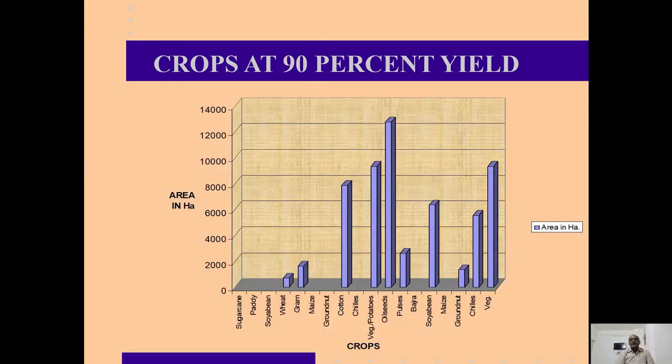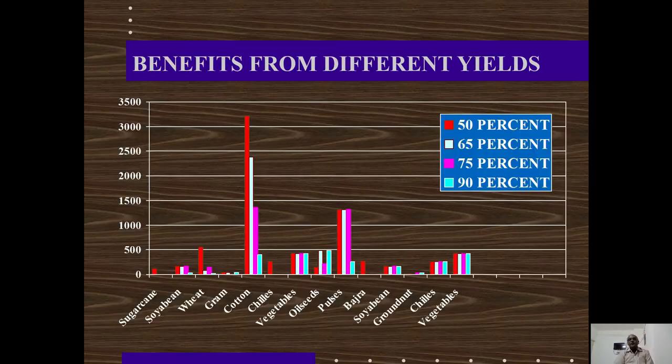Then this is the 90% dependable yield or the reliable flow. We consider that the critical year of rainfall. Below that, we consider it a drought prone year. So in this case, the wheat, gram, cotton, veg potatoes, oil seeds, bajra, soybean, groundnut, chili, veg potatoes are the recommended crops during such critical year of rainfall. So the benefits obtained from the different yields are expressed in terms of this graph.